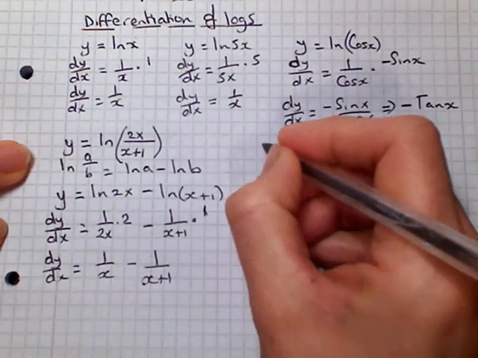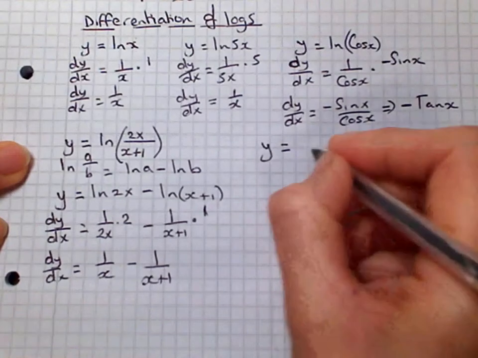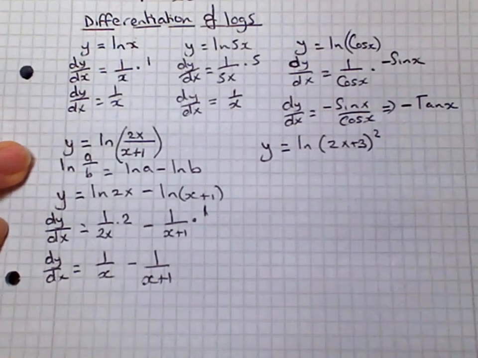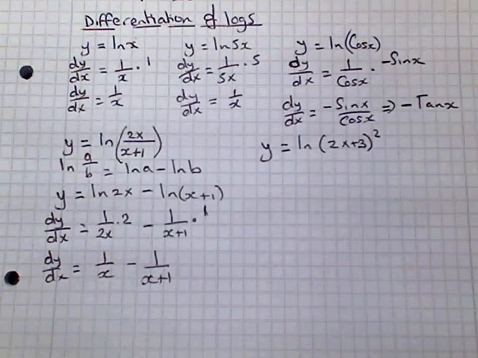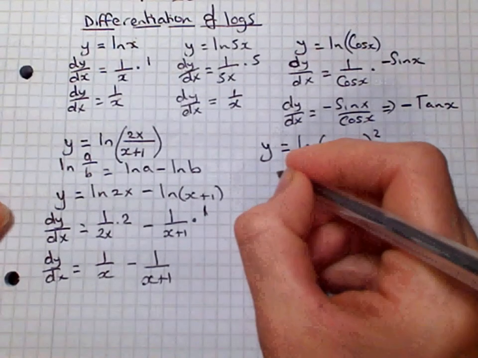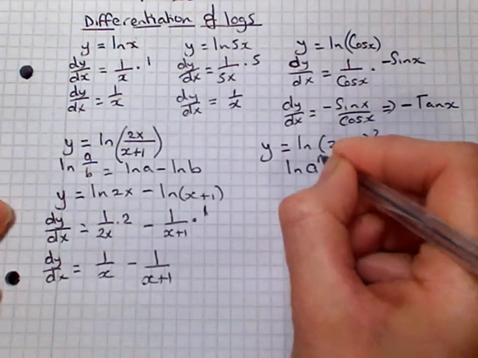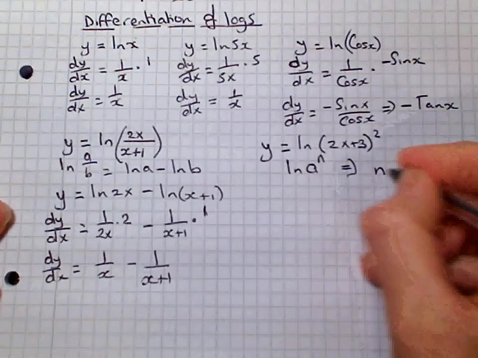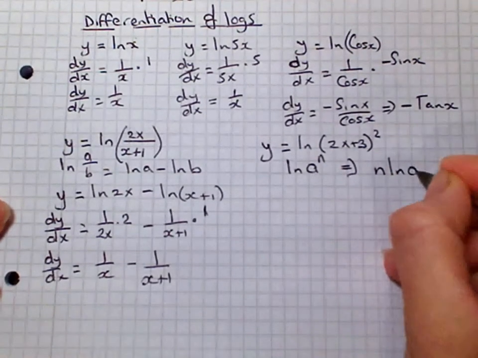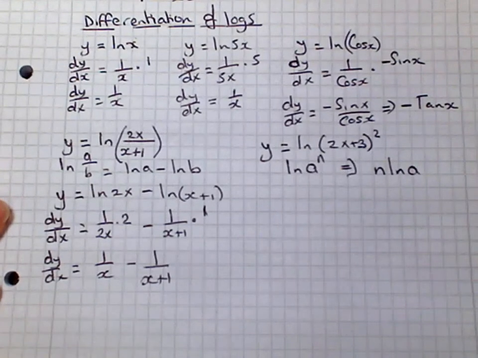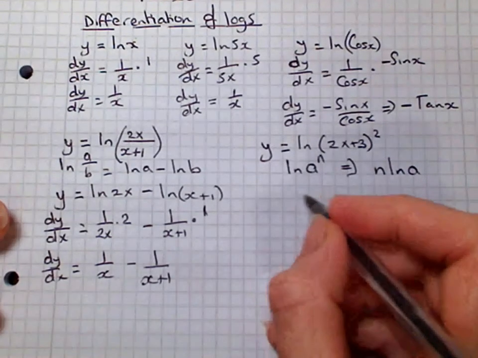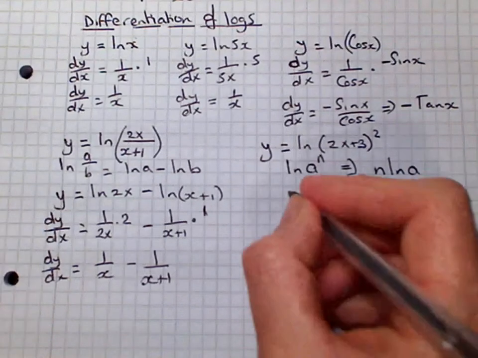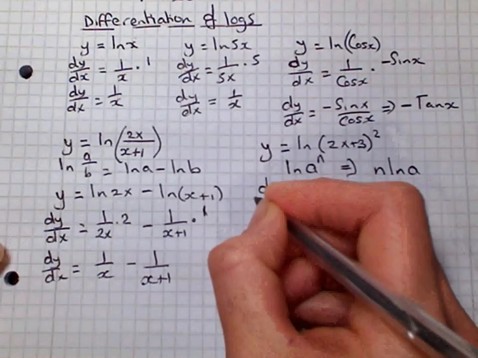Now another example would be if you took y equal to the ln of (2x plus 3) all to the power of 2. Now another law that we bring into play here is if we had the ln of a to the power of n, that is the exact same as multiplying your power in front of the log, n ln of a. Okay, and this will simplify the question. Otherwise you'd end up going into chain rule and all that, which would overcomplicate it.